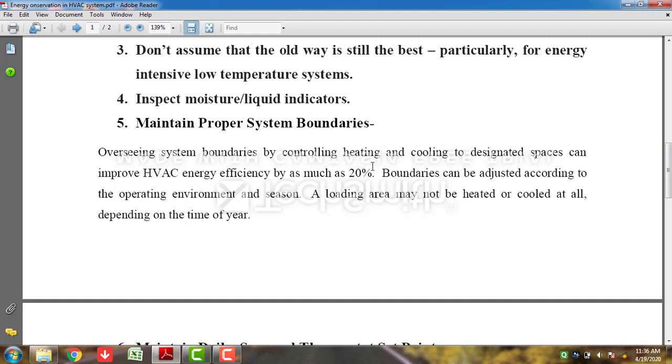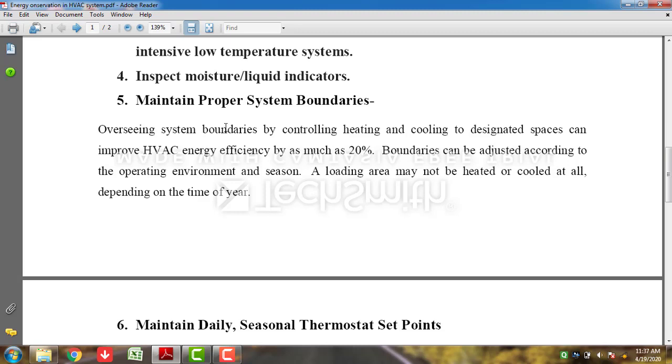If you study a heating system or an air conditioning system, in both systems one thing is quite clear, and that is the transfer of heat from one medium to another. And whenever heat transfer is concerned, what we require is less energy loss in the system itself. If the system is okay, then and only then can we conserve maximum energy. Okay, next point, maintain proper system boundaries.